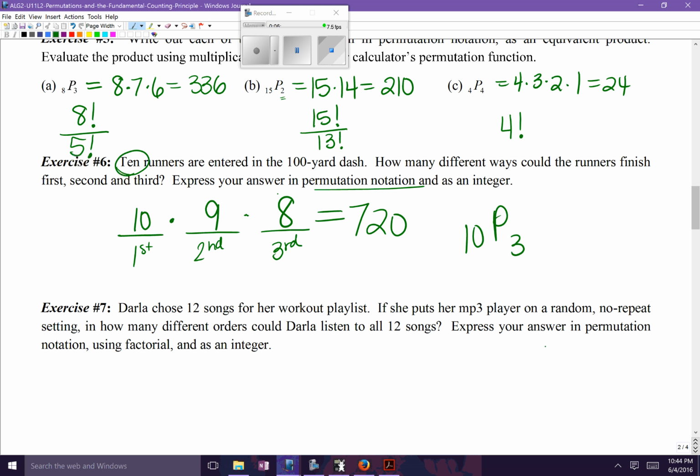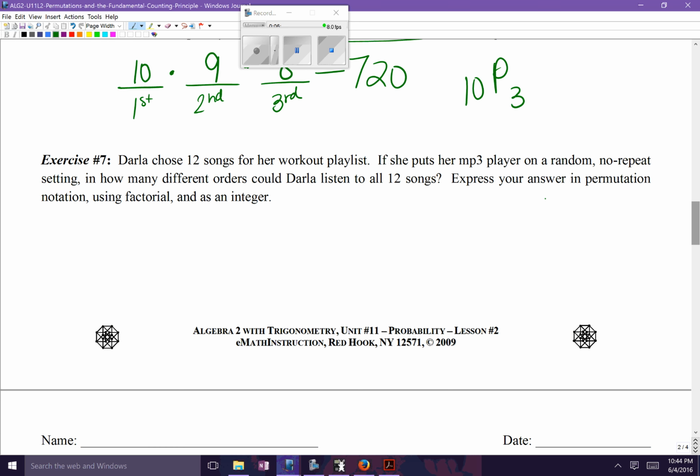Darla chooses 12 songs for her workout playlist. If she puts her MP3 player on a random, no repeat setting, in how many different orders could Darla listen to all 12 songs? Express your answer in permutation using factorial and as an integer. Well, 12P12, because I have 12 songs and I'm picking all 12 of them, which is the same as 12 factorial, which is 479,001,600 different ways she could listen to those 12 songs.